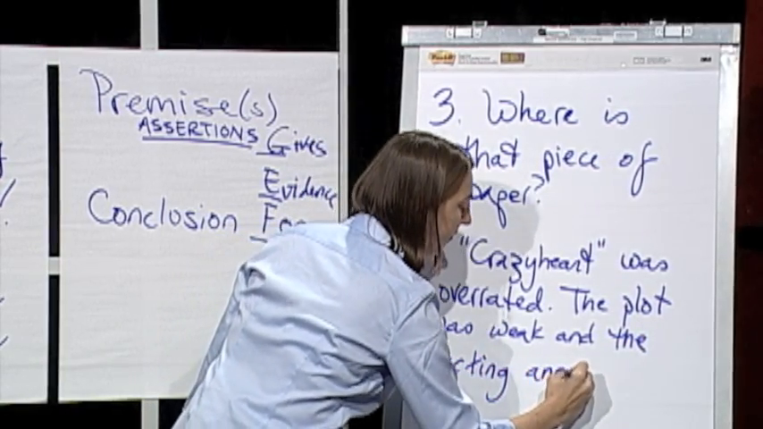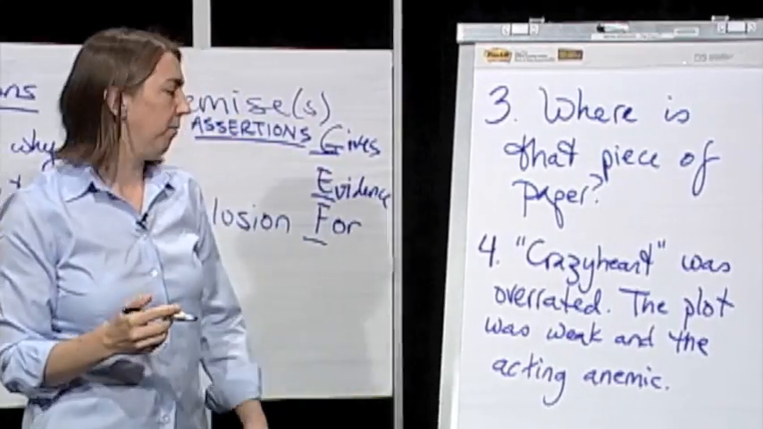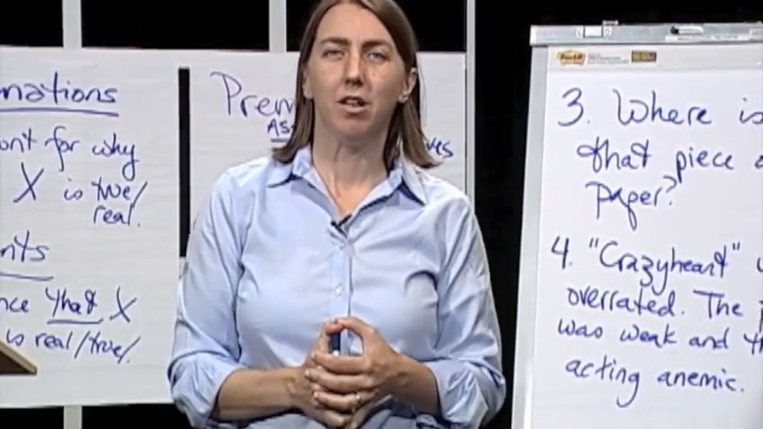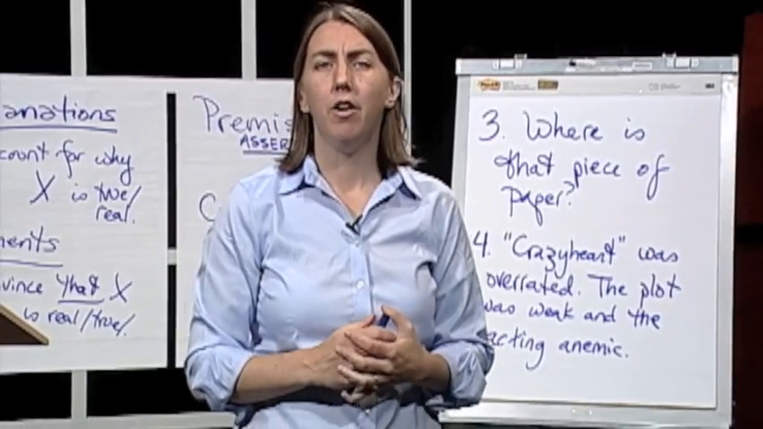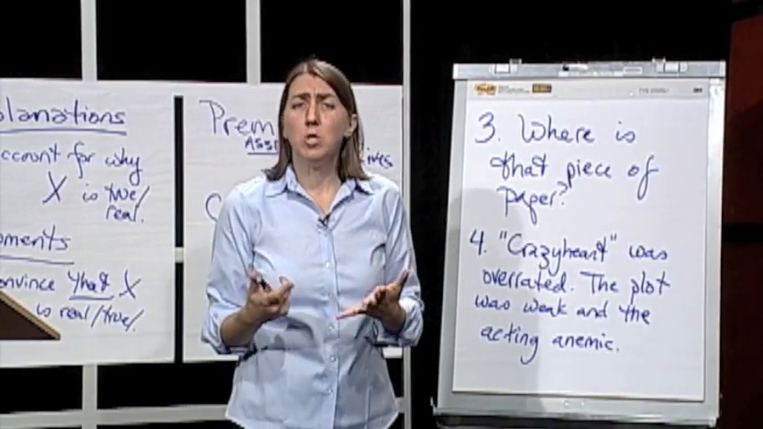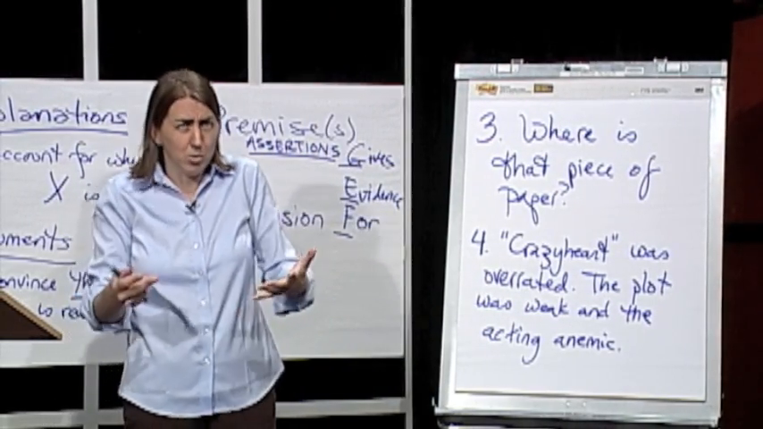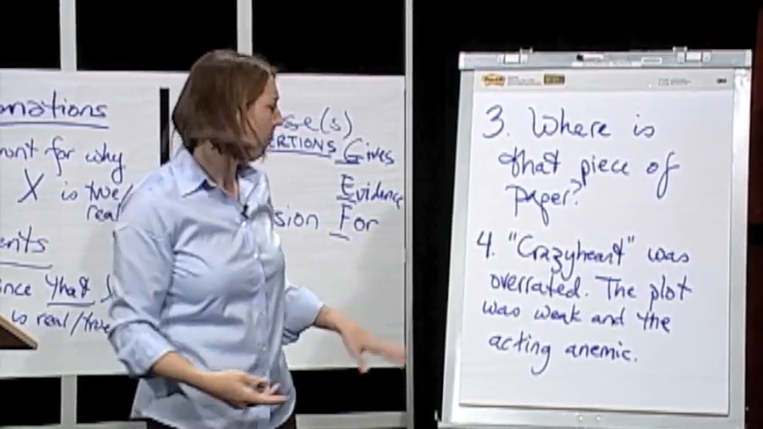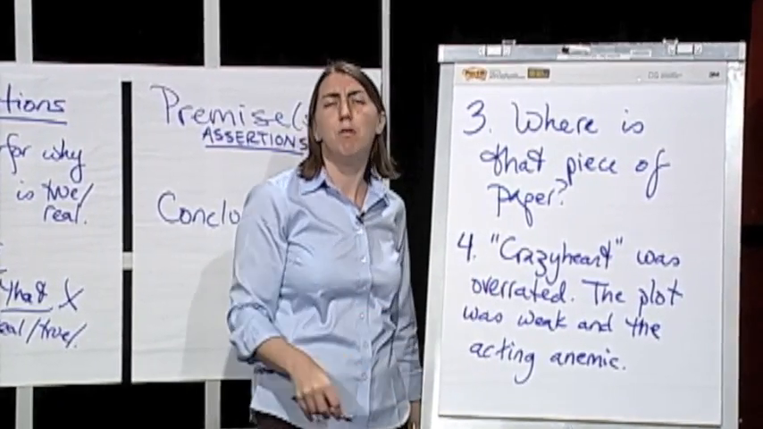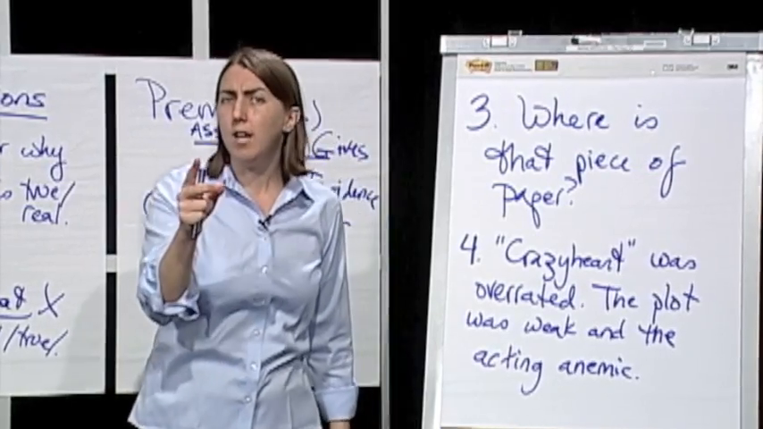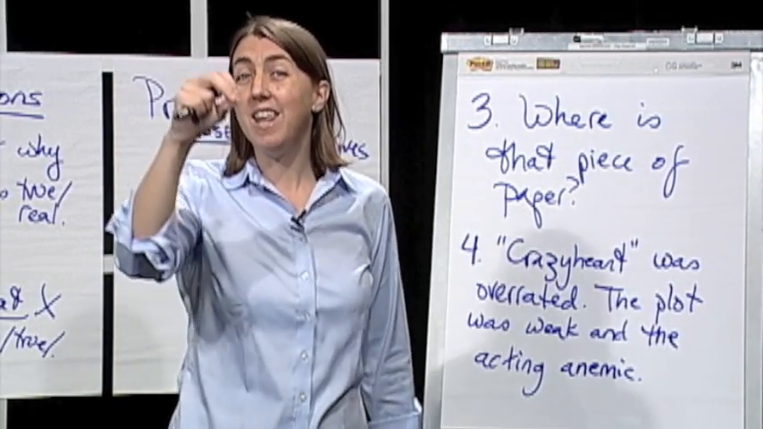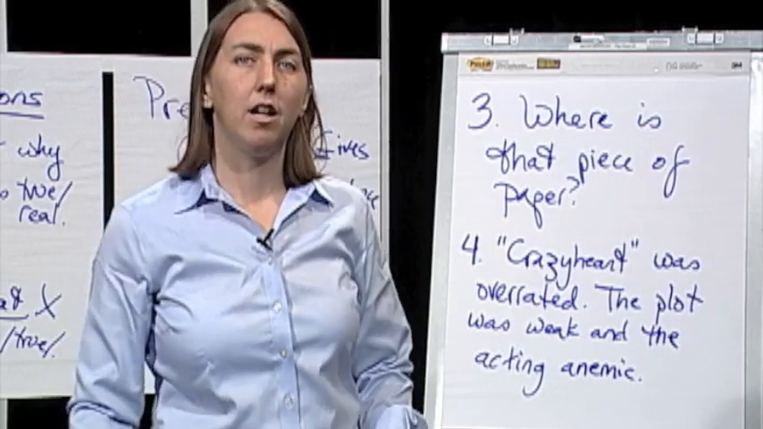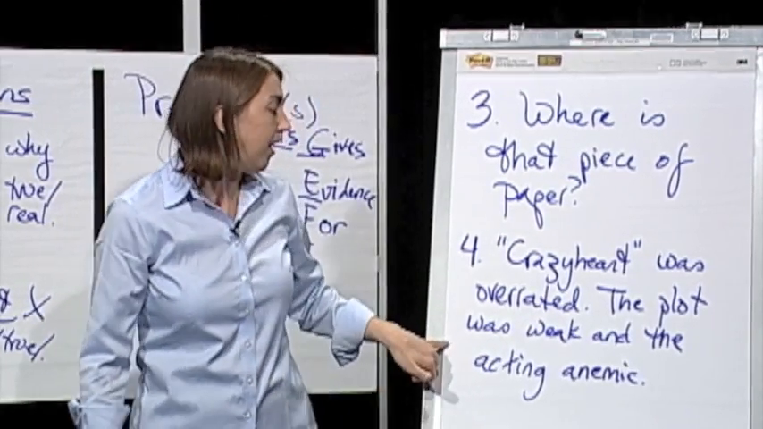How about this one? "Crazy Heart, the movie, was overrated. The plot was weak and the acting anemic." Is this an argument or not? First ask the question, is someone trying to persuade me of something? Is someone trying to convince me of some particular assertion? And yes, this person is trying to convince me that a certain movie was overrated. Second question, does this person give me any evidence, any other claims that are supposed to lead me to that conclusion? And the answer here, again, yes.